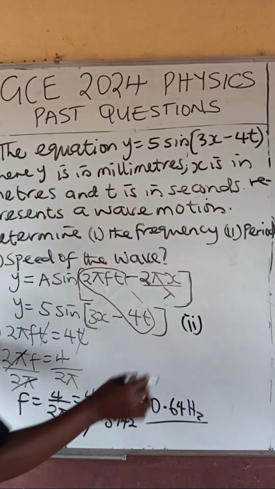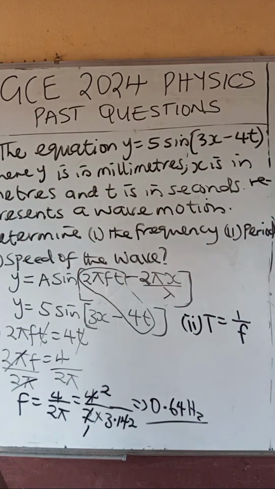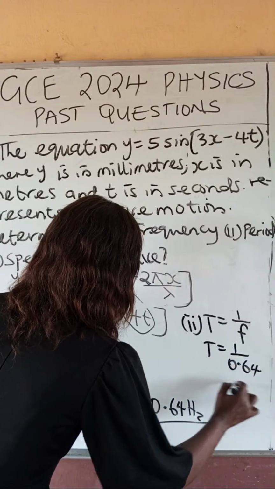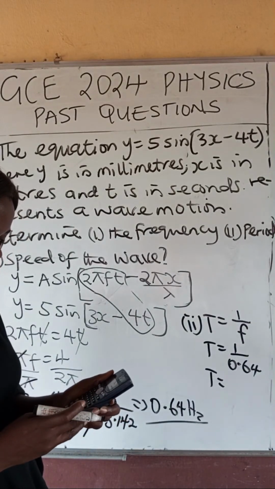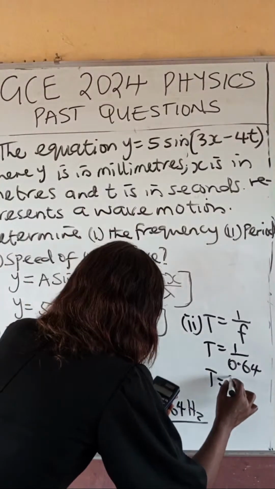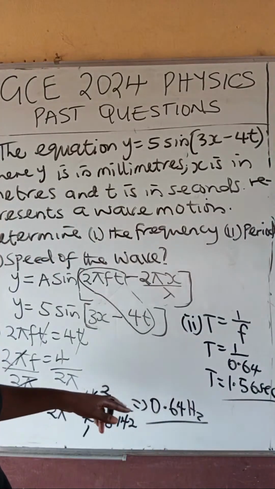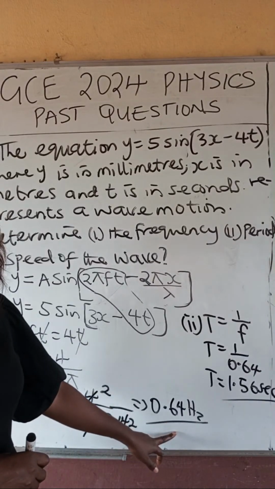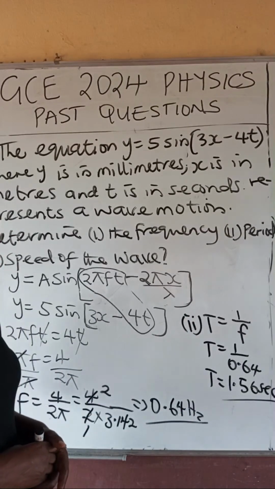So the next thing I'm going to look at, which is number 2, is the period. The period is the inverse of frequency, which is 1 over f. As I've gotten f to be 0.64, I'll take the inverse to get the period. So 1 over 0.64. So let's see what I have. The answer becomes 1.56 seconds. Since I've gotten the frequency to be 0.64 Hz, I'll take the inverse to get 1.56 seconds. Is that clear? Right.